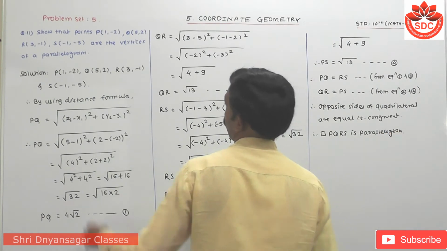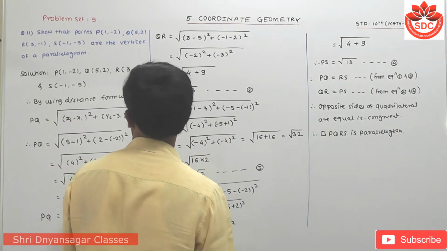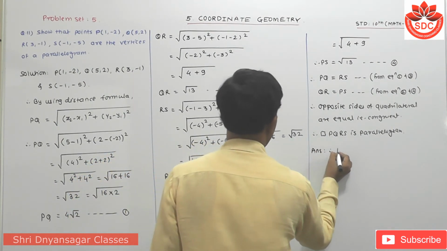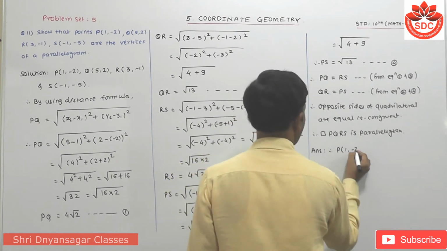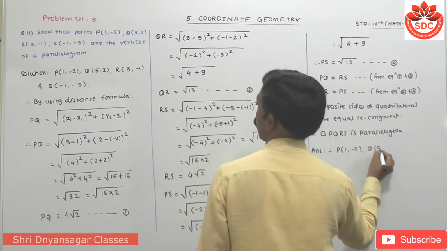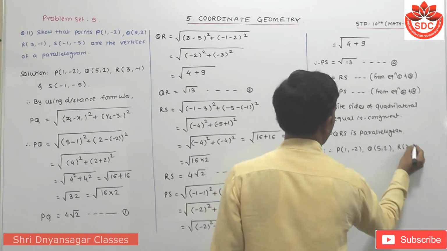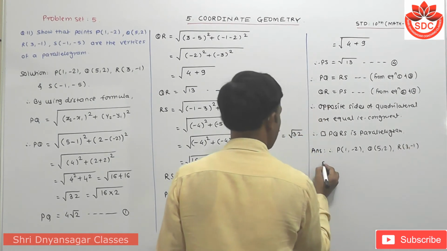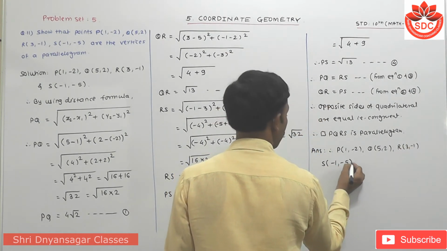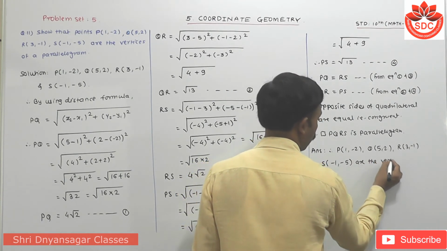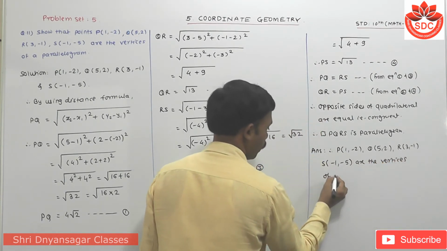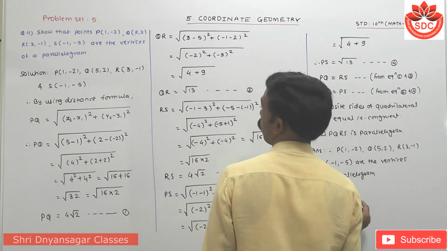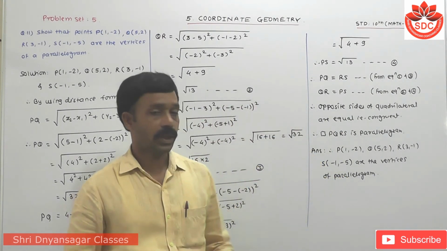And we have to show that all these vertices are the vertices of a parallelogram. Therefore, answer in a full sentence. Answer: P having coordinates 1, minus 2, Q having coordinates 5, 2, R having coordinates 3, minus 1, S having coordinates minus 1, minus 5 are the vertices of a parallelogram. Can you understand this? Okay, we take the next question.